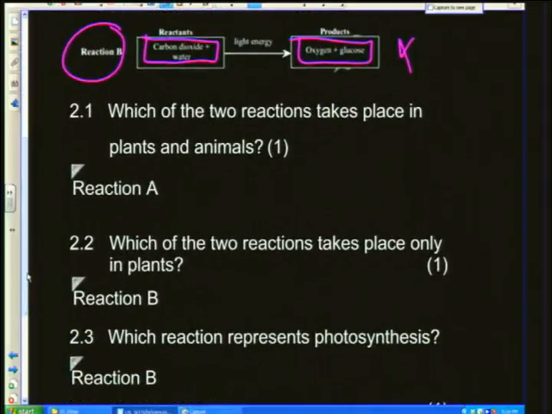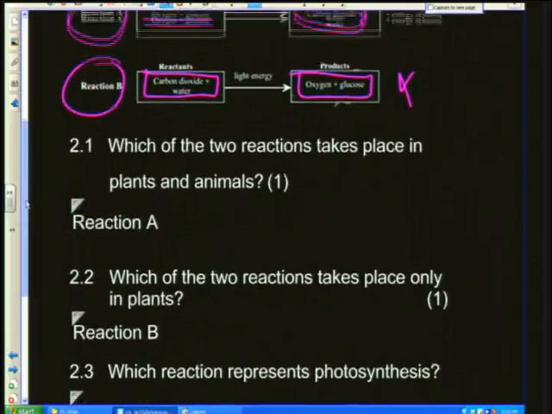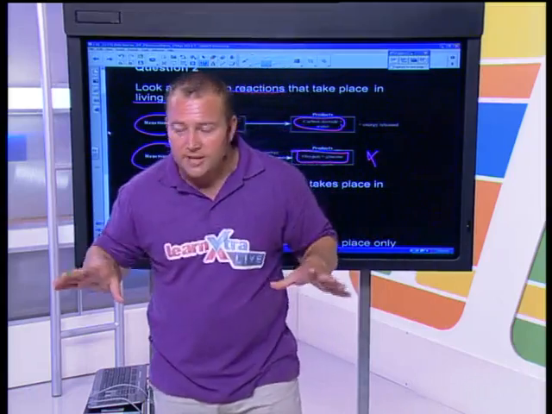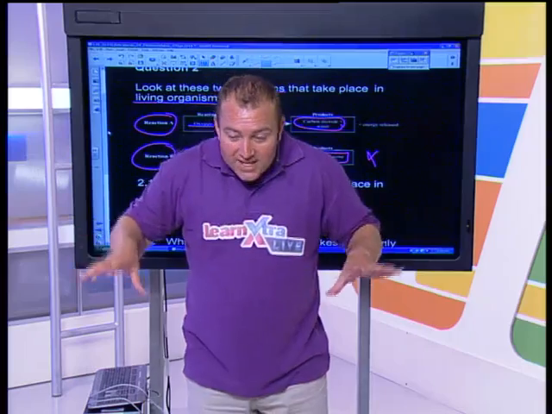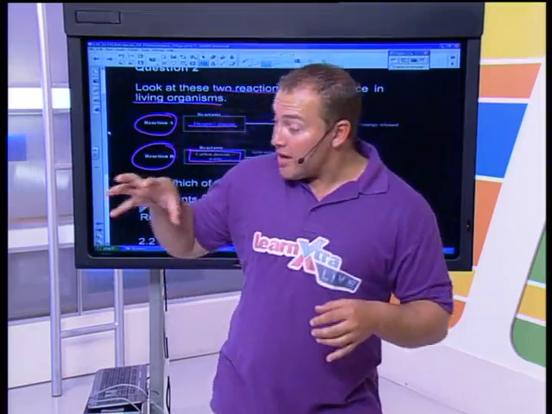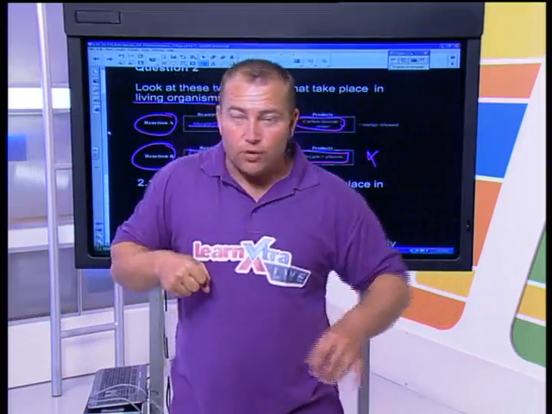2.1. Which of the two reactions take place in plants and animal cells? Okay. Now, plants go through photosynthesis. You were told your whole life, am I not right, Luni? Even in primary school, you were told plants make their own food for themselves. Yes? Okay. Us as animals, we go eat the plant and we steal their food. We robbers. Simple.